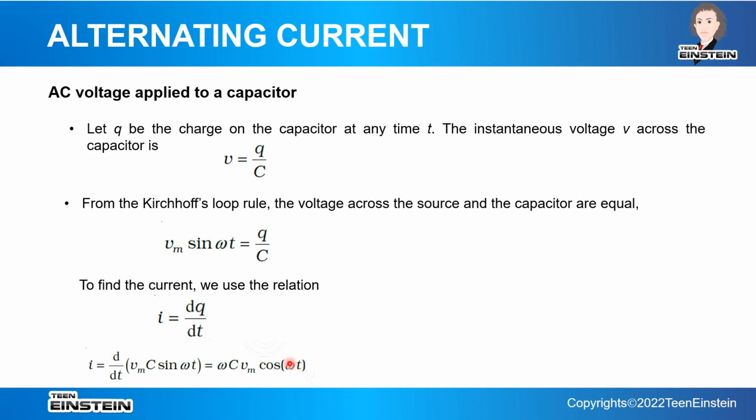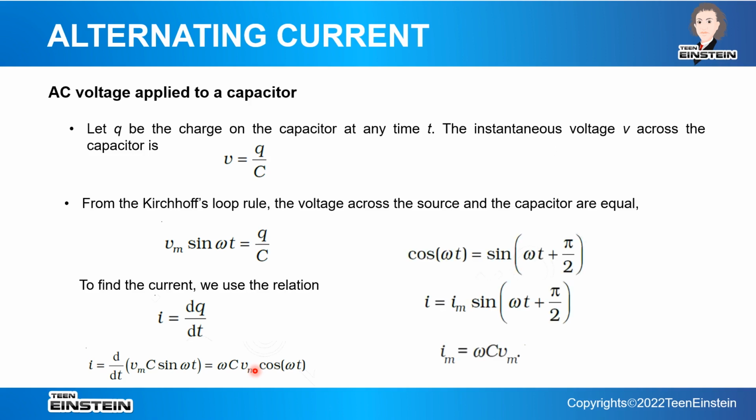It's not a constant current. But what is constant here? The element omega C Vm is the constant, which is nothing but the magnitude of the current, or we can say the amplitude of the current. Now cos omega t can be written as sin omega t plus pi by 2, because we know cos theta equals sin of theta plus pi by 2. So if we do this and take omega C and Vm and substitute it by Im, what is Im? Im is the amplitude of this current.